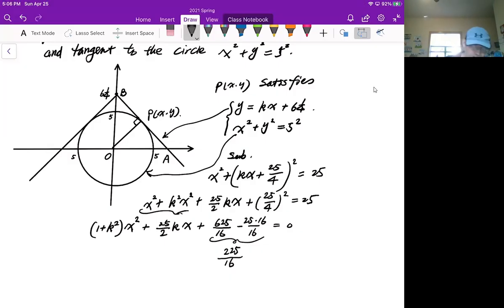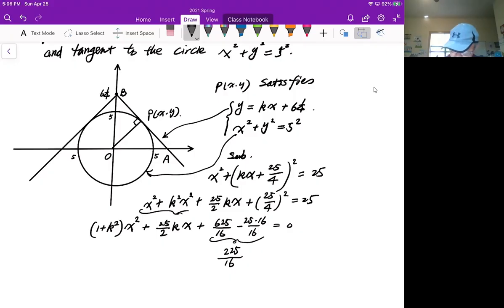Now, the next one is tricky. We get the quadratic equation. We can solve the quadratic equation, but if we solve it, most likely we're going to have two solutions for x. But that's not right. Because if you have a tangent line intersect a circle, the point is a unique point. You have only one solution.